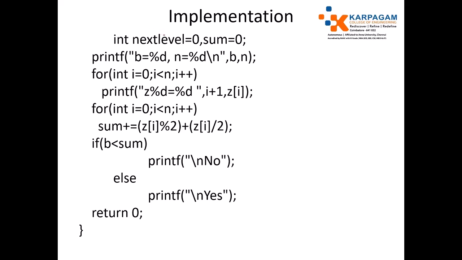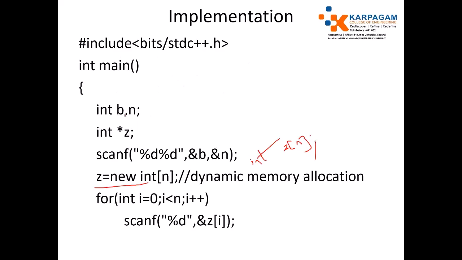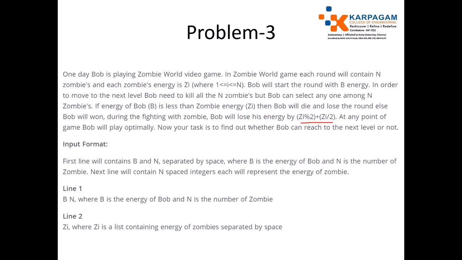Then set next level to 0. We need to check whether the zombie is able to go to the next level or not, and we need to account for the zombies' loss of energy by using the sum variable. Here the energy information is updated, that is, the loss of energy is updated by using jet[i] percentage 2 plus jet[i] divided by 2. This formula can be applied here.